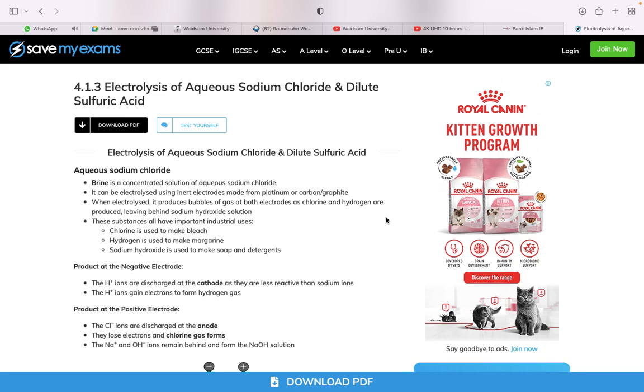So, the electrolysis of aqueous sodium chloride and dilute sulfuric acid. Here, the first electrolyte is sodium chloride, right? Table salt, aqueous sodium chloride. This is called brine. Why is it brine? Because we're going to dissolve salt in water.